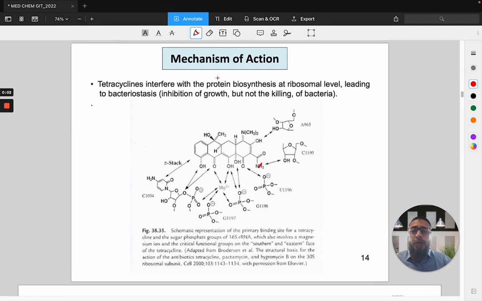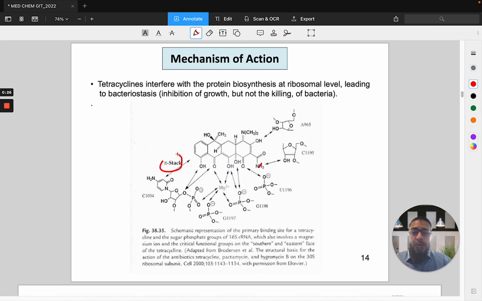This is the mechanism of action of the tetracycline: interfere with the protein synthesis at ribosomal RNA, leading to bacteriostasis, which inhibits the growth of the bacteria, not kill the bacteria. So that's how this tetracycline binds with the sugar phosphate group of RNA through different binding modes.